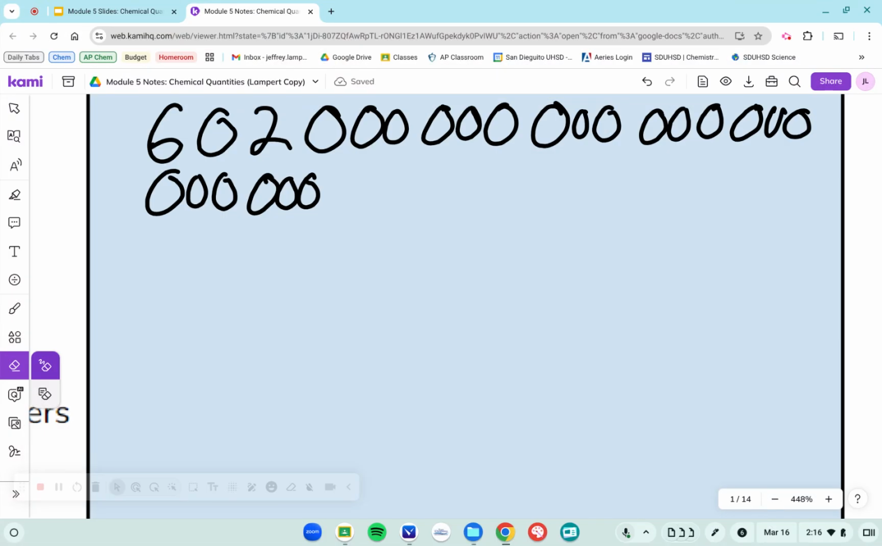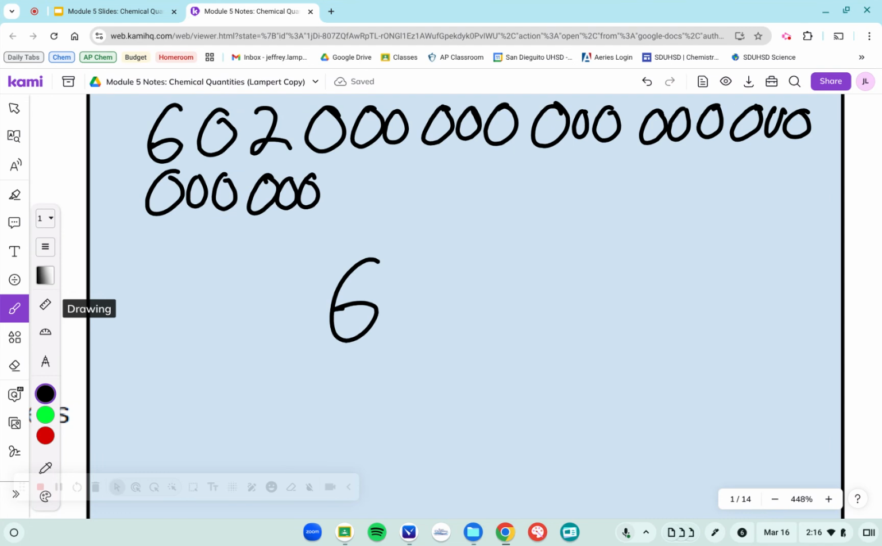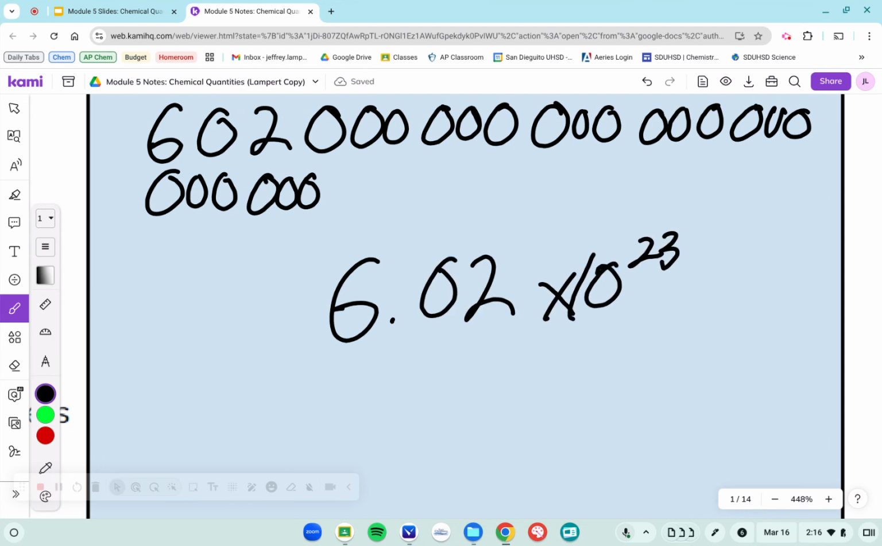So instead in science, we often write out something like this, 6.02 times 10 to the 23rd. So this one, you save quite a bit of time by writing it using scientific notation, right? So we need to learn this skill even though we aren't going to use it all the time, okay?